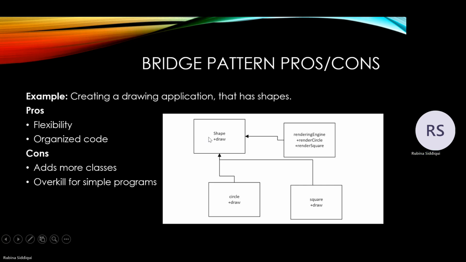So they all go into the shape category. The pros would be its flexibility, it's easy to code, and the code is organized well. And then the cons would be adding more classes is kind of harder, and it's overkill for simple programs, just looking at it code-wise. But this is the UML diagram. We use square, circle, shape, and they all have draw, and then rendering is all going into them.